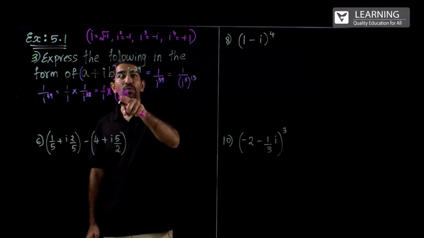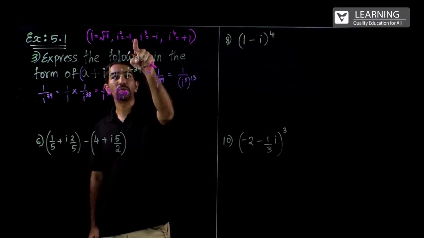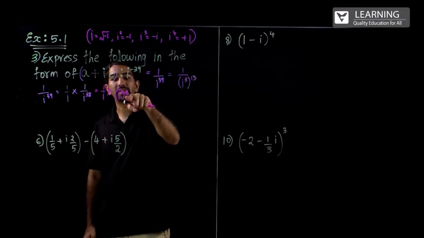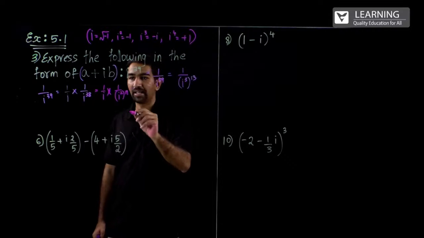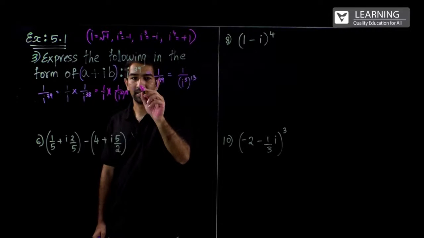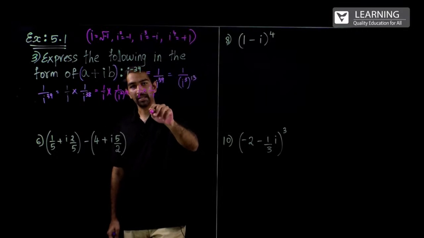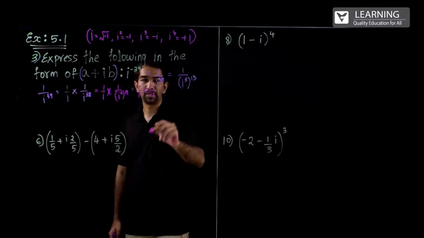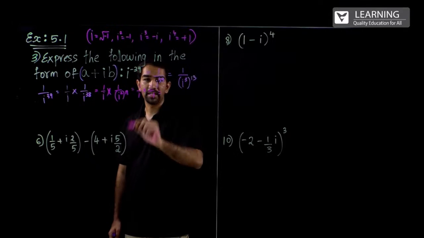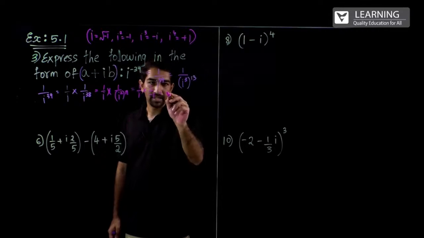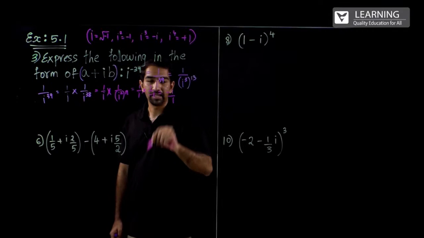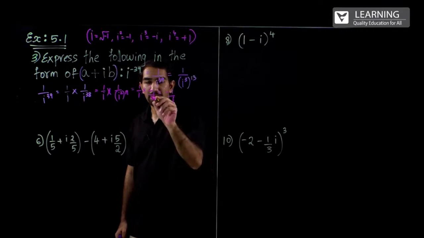Now in place of i square, what will you write? Minus 1, and minus 1 whole to the power of 19. This is an odd number, right? So we'll be getting minus only. So here we can write 1 by i into 1 by minus 1, because minus 1 whole to the power of 19 is minus 1 only. Finally we can write this as minus 1 by i, correct? This minus will go up.